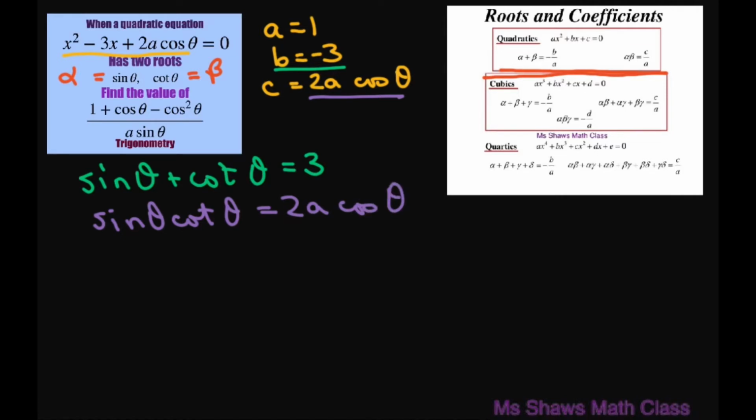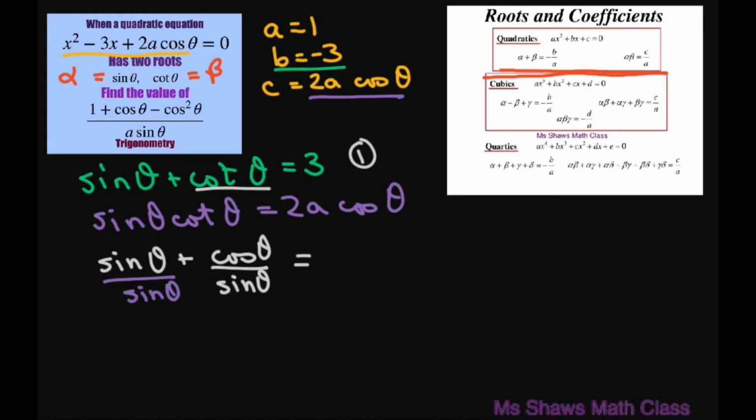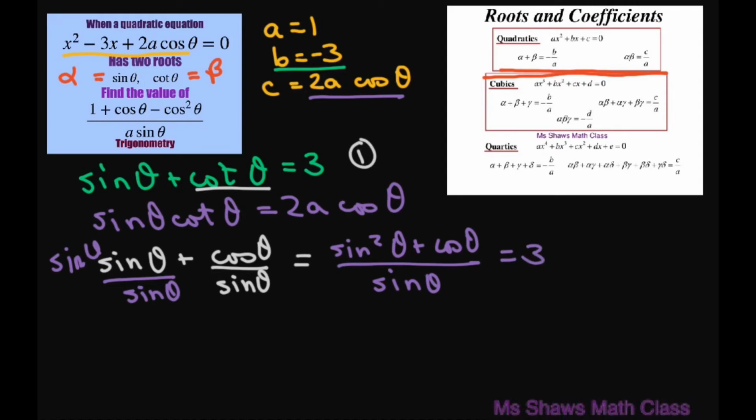All right. Now let's look at equation 1. Let's write this as sine of theta plus, and split this up, use your ratios, cosine of theta divided by sine of theta, and get your common denominator, which is going to be sine of theta. So I have to multiply this by sine of theta. So this is going to give you sine squared of theta plus cosine of theta divided by your common denominator, sine of theta, equals 3. That means if you cross multiply, you get sine squared of theta plus cosine of theta equals 3 sine of theta.